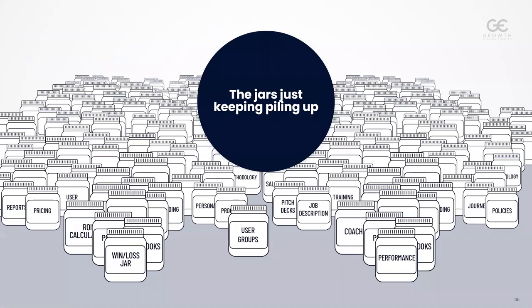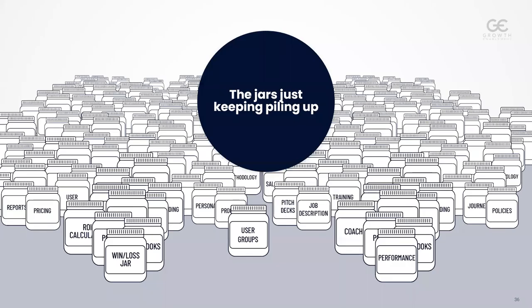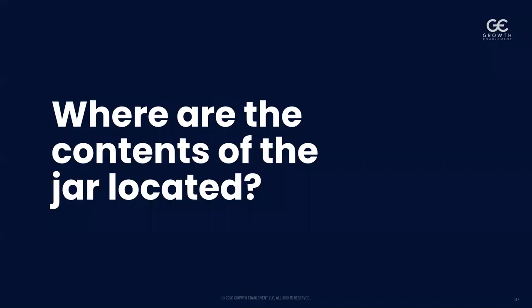What happens then is you get all of these jars, and the jars just keep piling up and piling up. So what are the contents of the jars? Where are the contents of these jars actually located? Just imagine, how would we go about tapping the backs of all of these and unpacking all of the things that are in the jars in the first place?